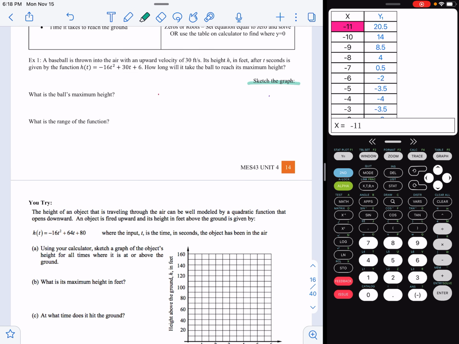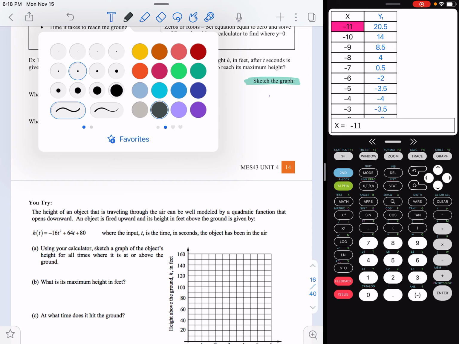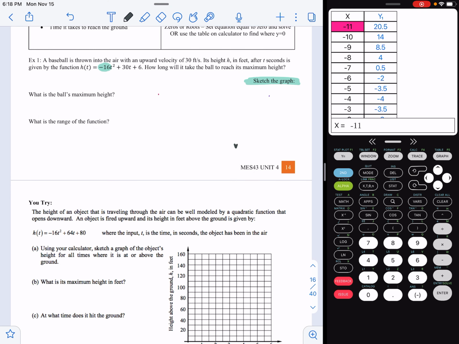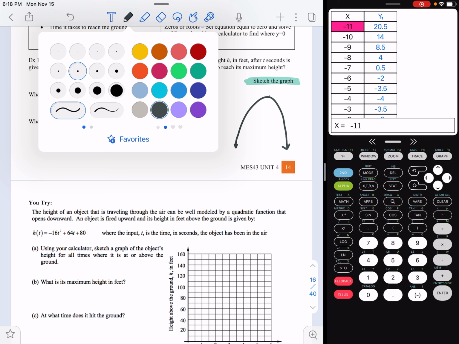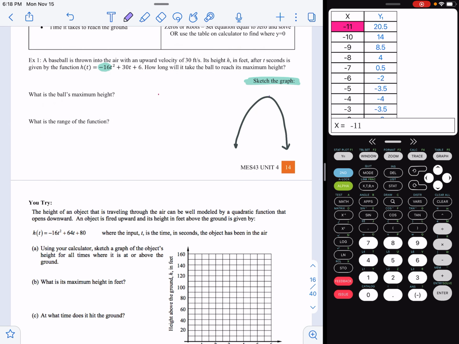The first thing I want to do is I want to sketch what this graph is going to look like. So I notice that my a value is negative, so that tells me that our parabola is going to be like sad. Okay, so now I know what my graph looks like. This is what my ball is going to look like. If we're looking for the maximum height, we're looking for this point over here.